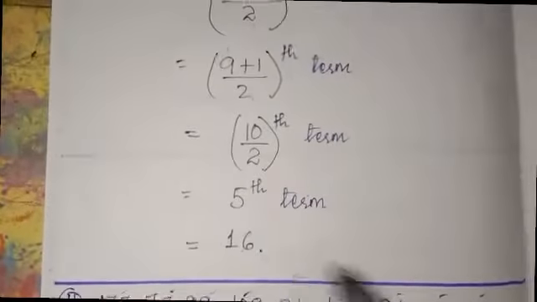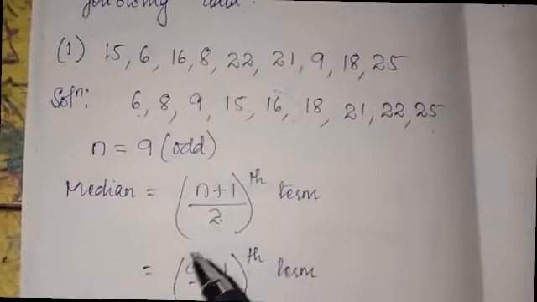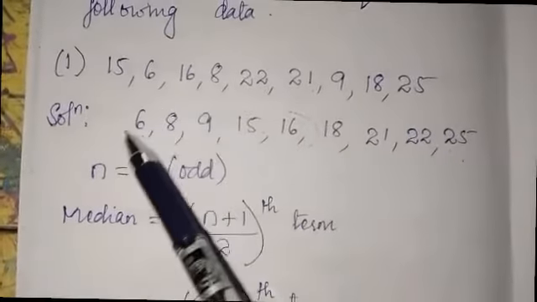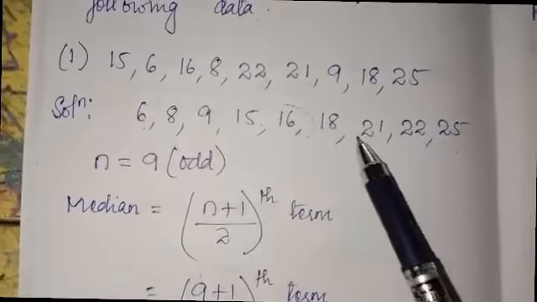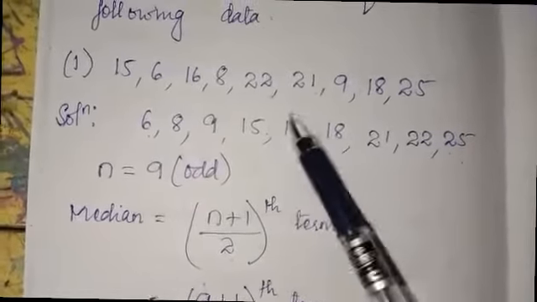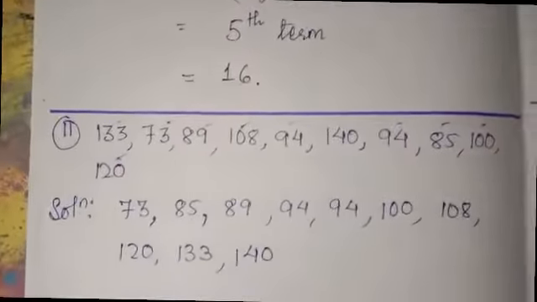So the answer is 16. Or if you forget the formula, you have an option. What you will do is cancel the first and last, then the second and second last. You have to cancel like this, then this will be the remainder, the remaining number. This is your median. Now next is question number 2.